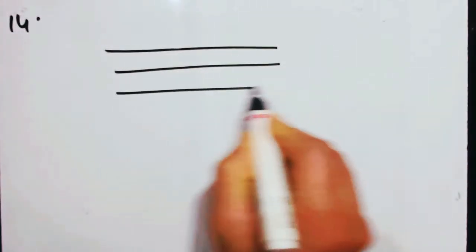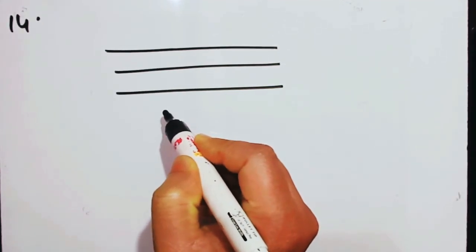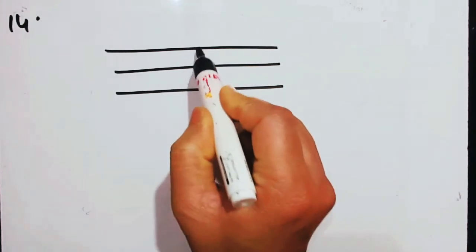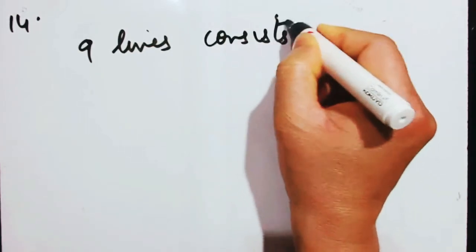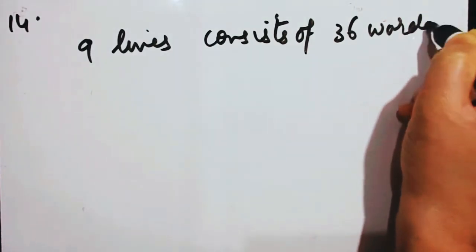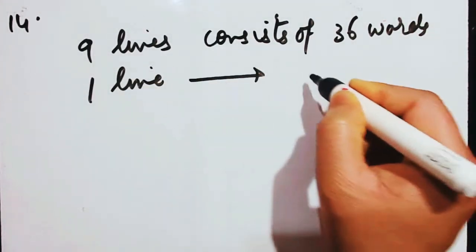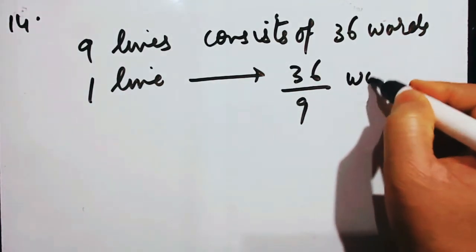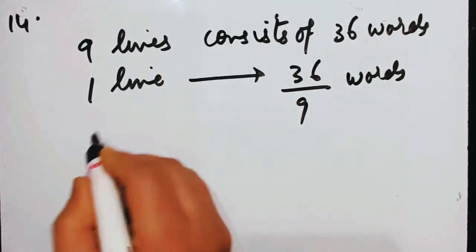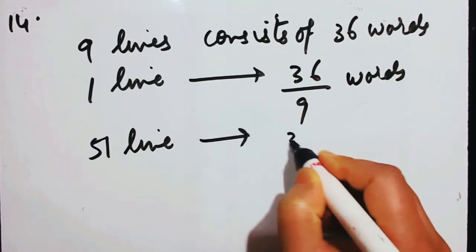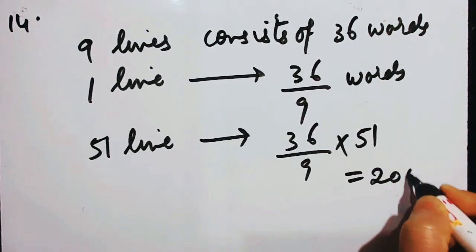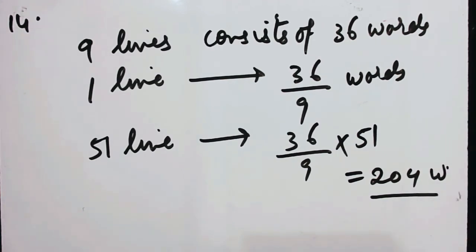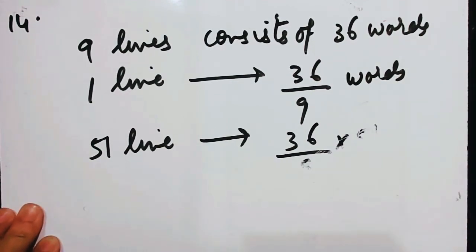are the lines. So if 9 lines of a print contain 36 words, means in 9 lines there will be 36. So let us first find the value of one line. So 9 lines consist of 36 words. So one line will be less. 36 by 9 words. So when one line contains this many words, 51 lines will contain how many words? So more words. 36 by 9 multiplied by 51 will give you 204 words. Simple, okay.